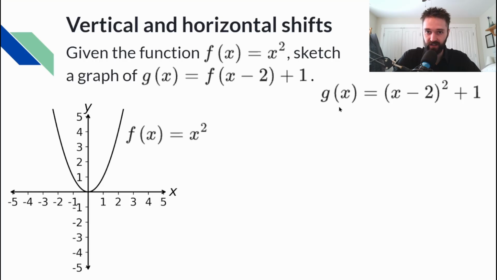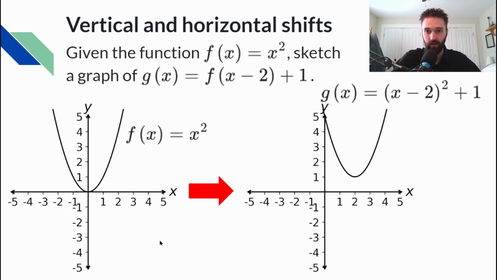So our new function g of x is going to be equal to x minus 2, whole thing squared, plus 1. When we plug x minus 2 into the original function f, we take that and we square it. That's what the function says to do. So we have x minus 2 squared, and then we add 1, so we get plus 1. What does that function look like? Just like we said, it's a horizontal shift 2 units to the right, and then 1 unit up. So this is our new transformed function g.